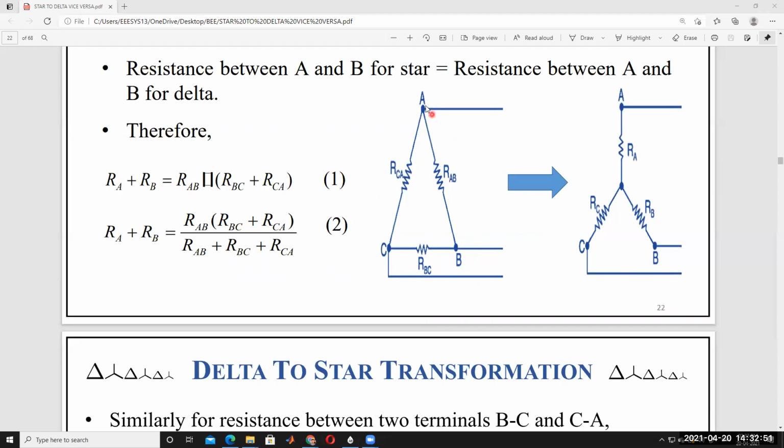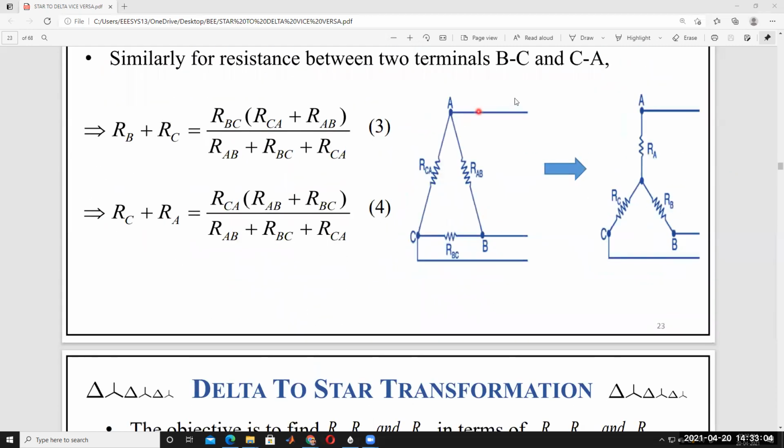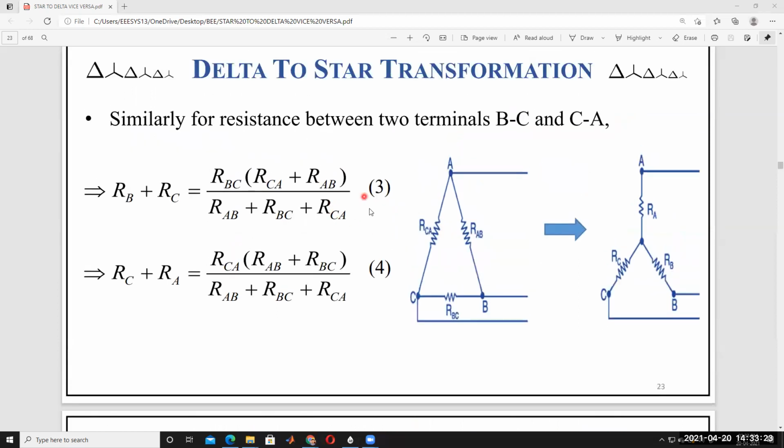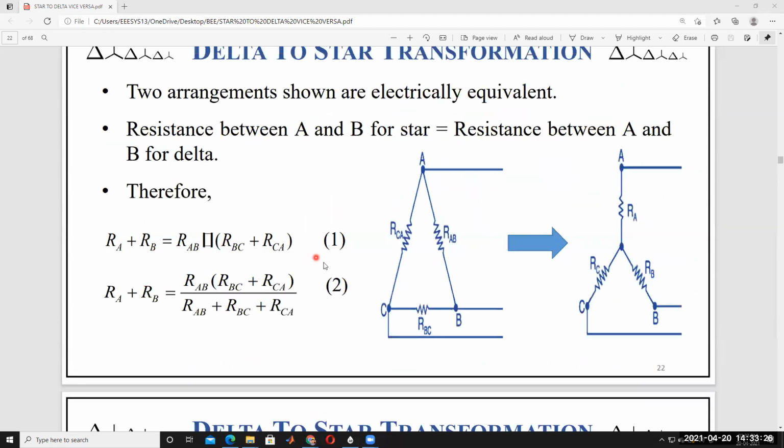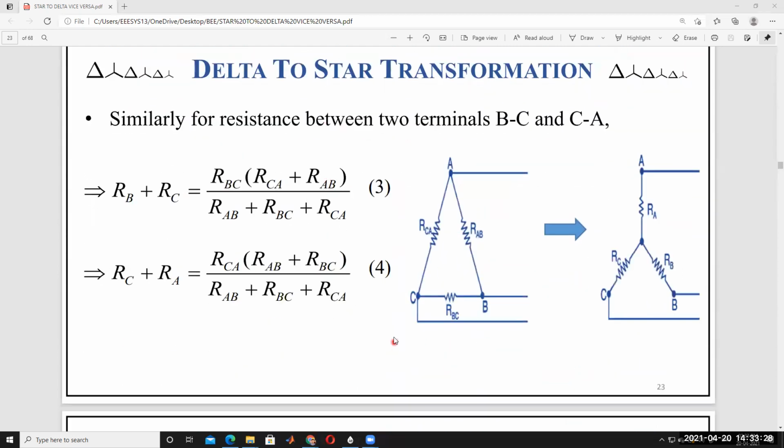So in between A and B, the combination of these two resistors, RCA and RBC, added because they are in series, is parallel to the RAB. Similarly, between B and C, these two resistors become series and this is parallel to the RBC. Similarly for RCA, this resistor and these two resistors are series and this is parallel to RCA. Consider these as equations 1, 2, 3.